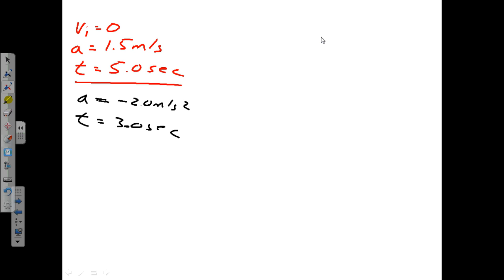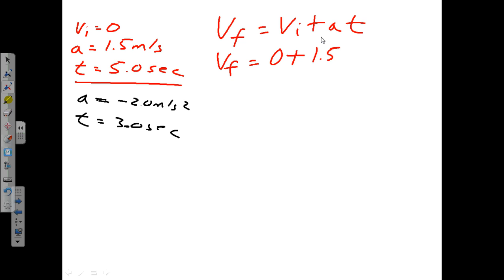What's something that we need to know to make this problem work for us? It's probably the first thing we need to know. How fast was the car going at the end of the speeding up process, right? And we can find that using Vf equals Vi plus at. So we know that Vi is 0. We know that acceleration is 1.5. And we know that it's accelerating at that rate for 5 seconds.